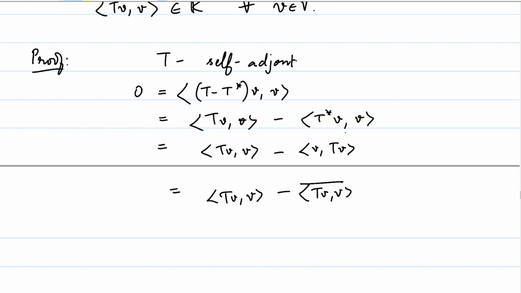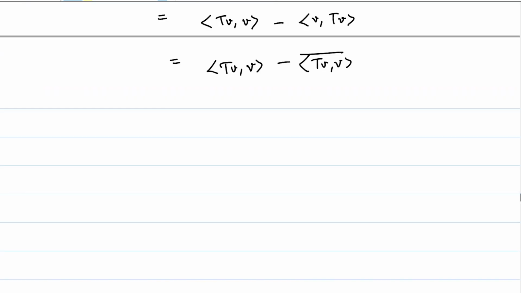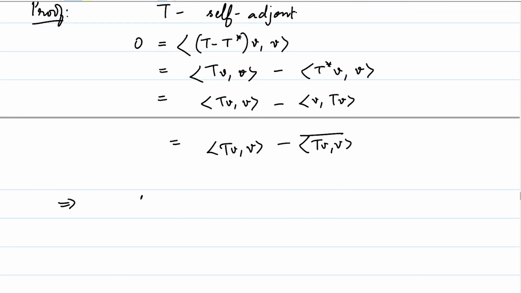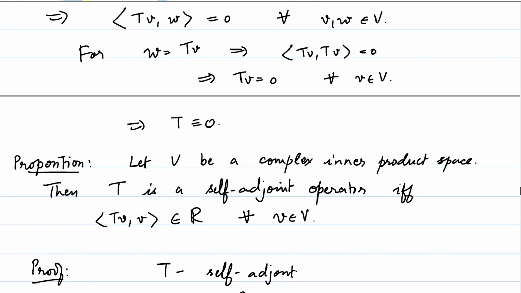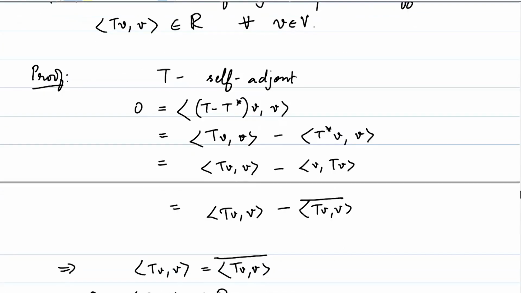Well, I skipped one step here. No, I didn't skip any step. So they are all in place. So this implies that the inner product of TV with V is equal to the conjugate of the inner product of TV with V. But that implies that this is a real number, right? That's precisely what it means for a complex number to be equal to its conjugate. So we have proved one direction.